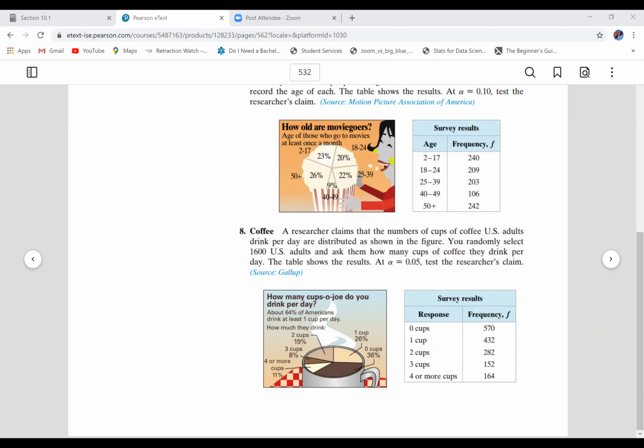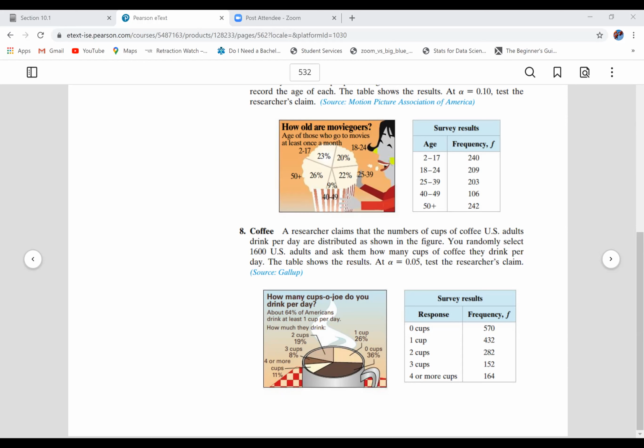So before we write anything down, guys, let's get stuff ready for the calculator. So let's put the observed values in L1. What I like, you see those frequencies, 570, 432, 282, put them in L1, and I'm gonna do the same. So we got 570, we got 432, we got 282, we got 152, and 164.